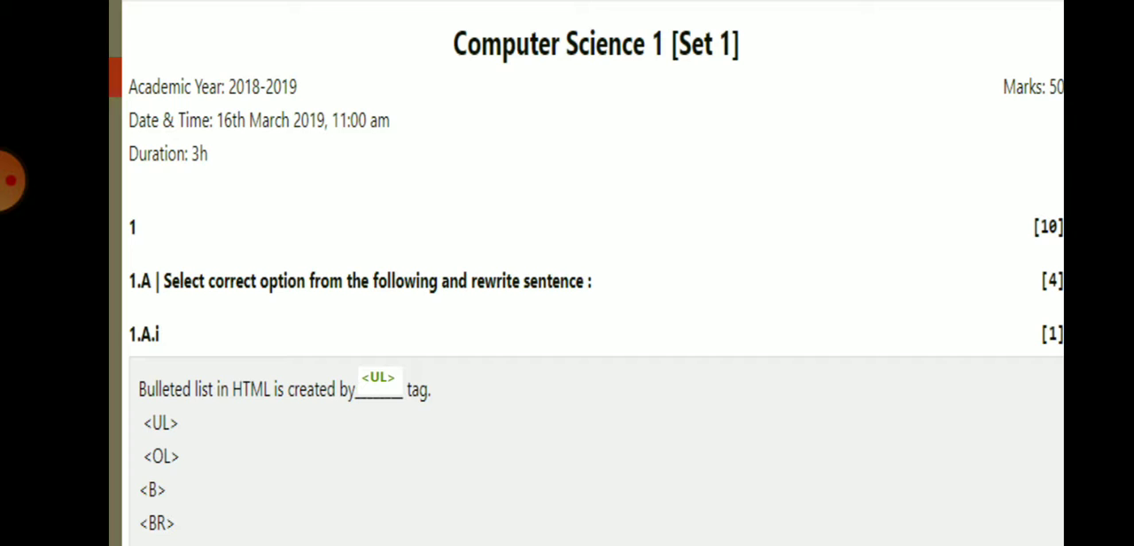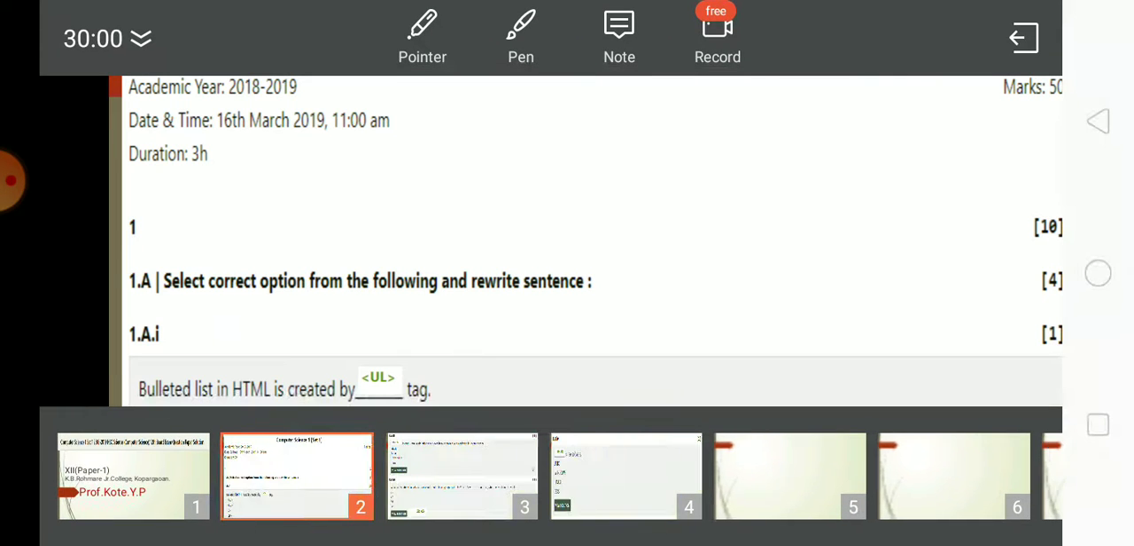Select the correct option. This is 4 questions, and each question has 1 mark. First question: a bulleted list in HTML is created by filling the blanks tag. The first option is UL, the second is OL, the third is B, and the last is BR. UL is the answer.